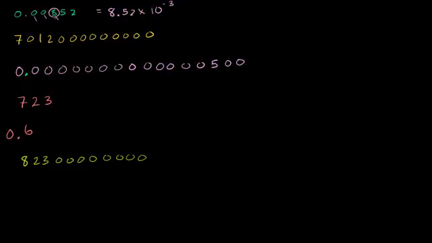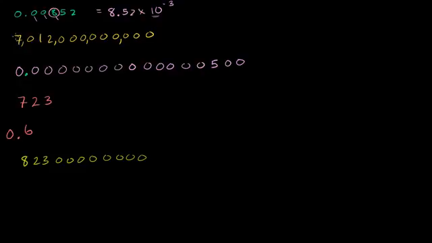Another way to think of it, this is like 8.5 thousandths, right? Each of these is a thousandth. We have 8.5 of them. Let's do this one. Let's see how many zeros we have. We have 3, 6, 9, 12.